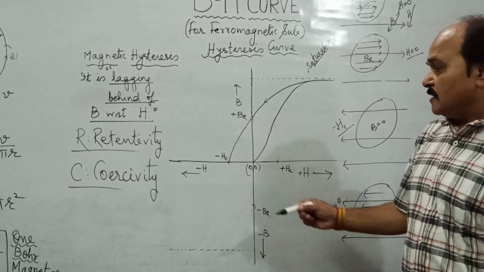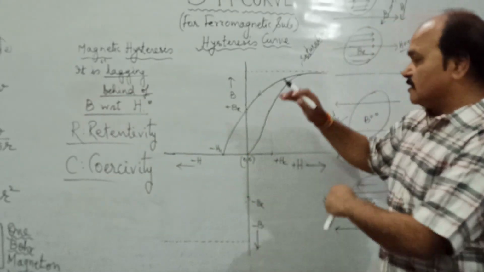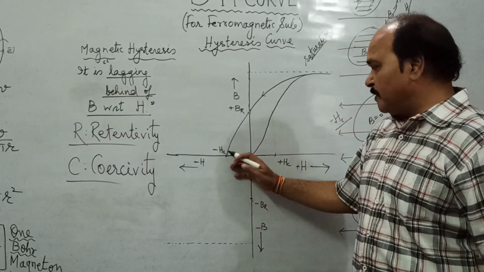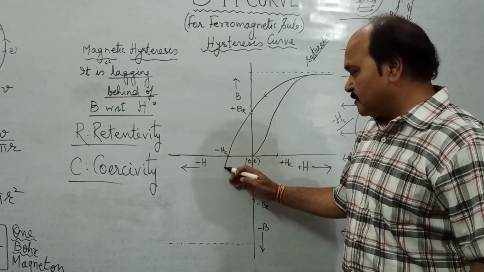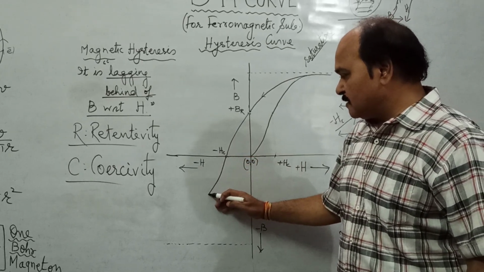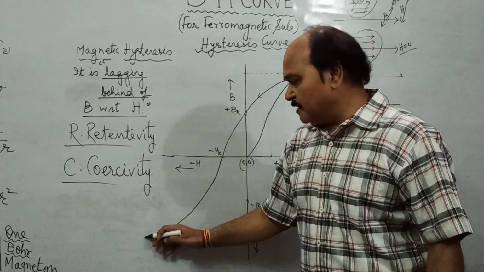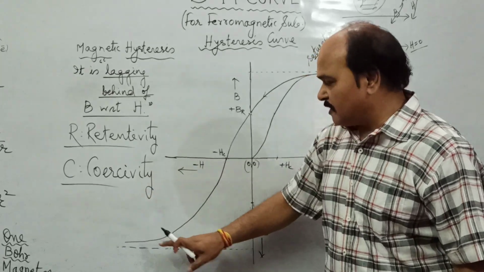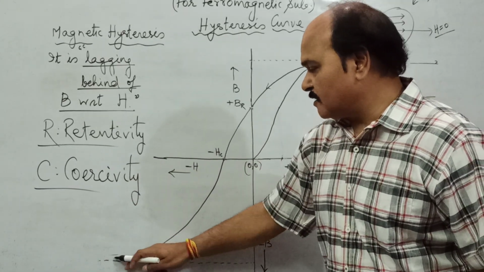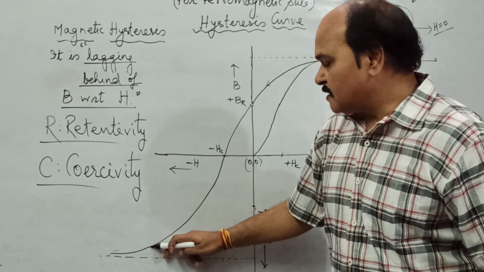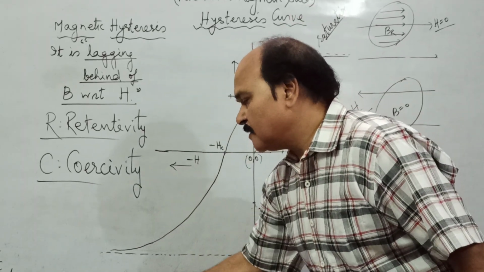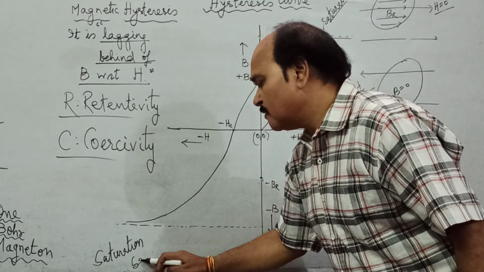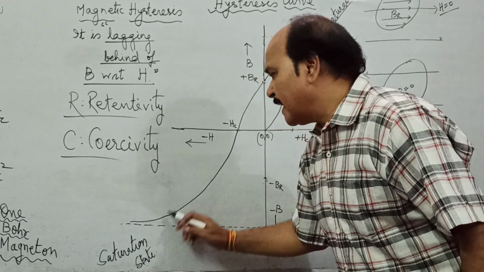Now, if we increase the magnetizing field in the opposite direction, the whole process is repeated. That means we increase the value of H in the opposite direction, the substance is magnetized, the value of magnetic field in the substance increases, and we reach the saturation state. This time the saturation state is in the opposite direction. Saturation state is as usual the state in which the magnetic field in the substance becomes constant, whatever may be the value of H thereafter.